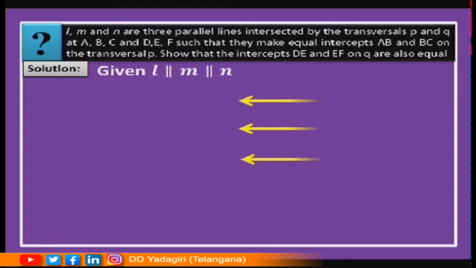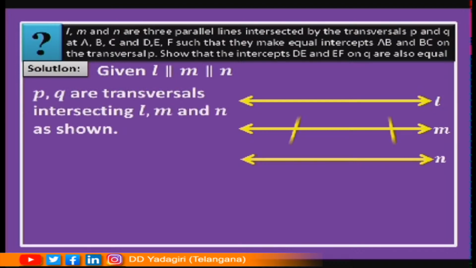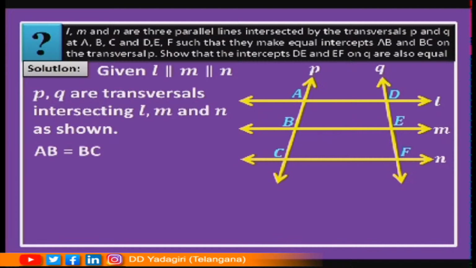So, what is given, children? Three parallel lines L, M and N. And what else is given? Yes, there are two transversals P and Q. Now, transversal P is intersecting lines L, M, N at A, B and C. What about transversal Q? It is intersecting at D, E and F. Got it, children? And also it is given AB equal to BC. Now, let us join AF. Now, this AF is intersecting line M at G.